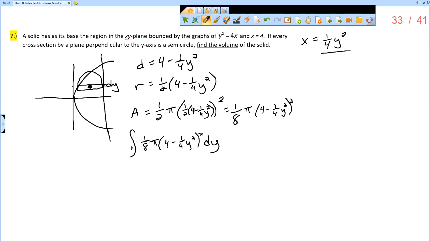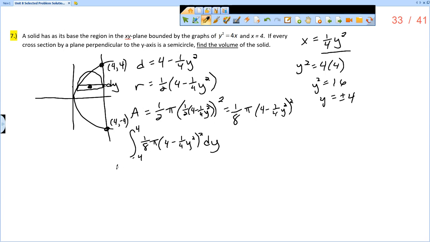I want to integrate from the lowest y value to the highest y value. If x is 4, then y squared equals 4 times 4, which is 16, so y is plus or minus 4. This point is 4 comma 4, and this point is 4 comma negative 4. So we're going to integrate from negative 4 to positive 4.